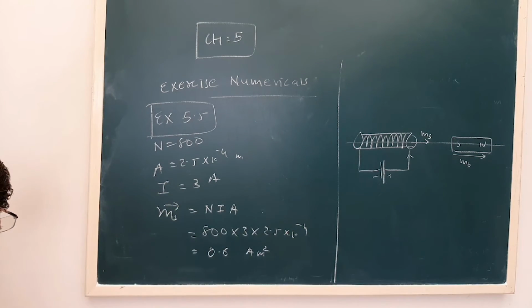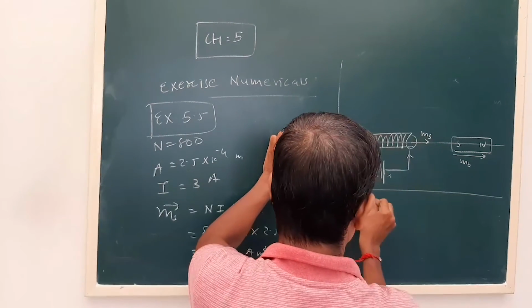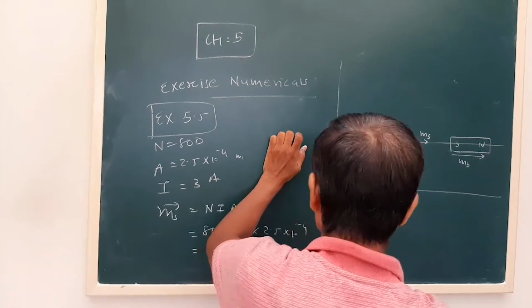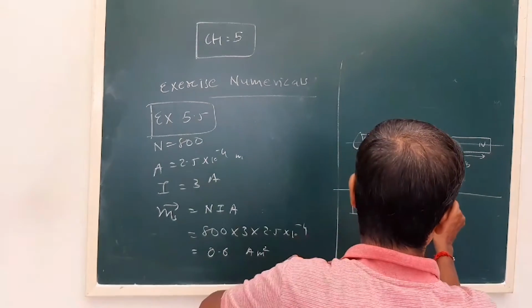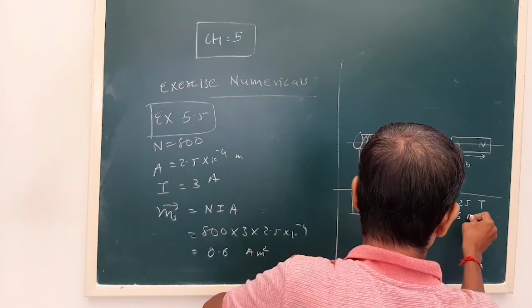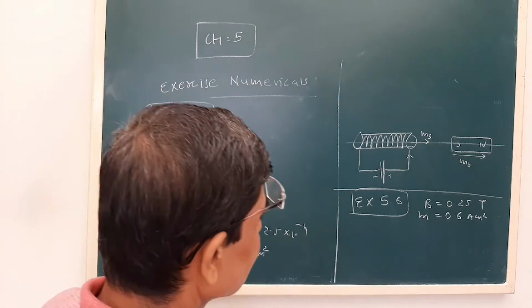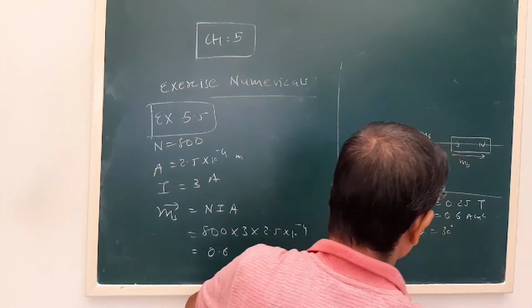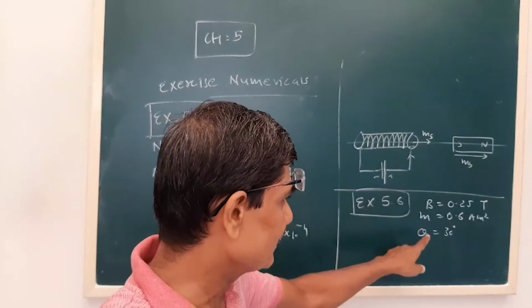Now the next example is correlated to our exercise number 5.5. Here it is allowed to rotate in a magnetic field of 0.25 Tesla. Here m we have obtained as 0.6 ampere meter square, which we derived earlier, and theta is 30 degree. It is allowed to rotate by an angle of 30 degree. So here what we have is a magnetic dipole, the magnetic field is given, theta is given.